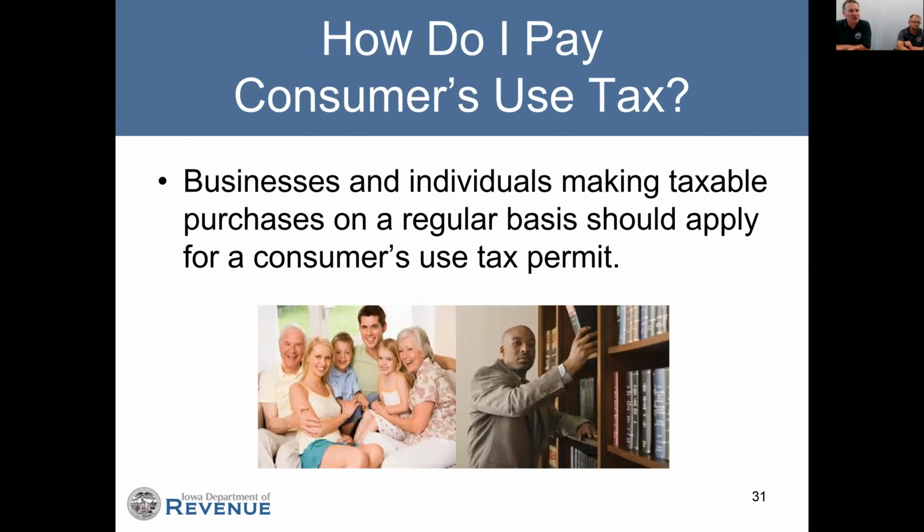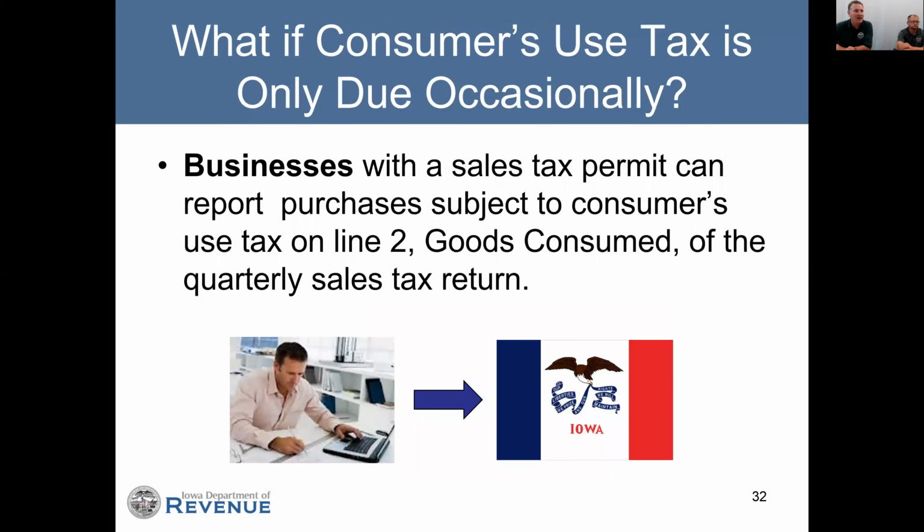Okay, this consumer's use tax, I've given you some examples. I've told you when you owe this tax, so how do you pay it? Well, if you are a business or an individual and you're making taxable purchases on a regular basis, month after month, to where you owe some of this consumer's use tax, you should really apply for a permit. Many businesses do this because as a normal course of business, they buy things from out of state, different supplies and things that they may use in their business. They just get a consumer's use tax permit and they do regular filings with the department. If that's what you do, you really need to get registered with us.